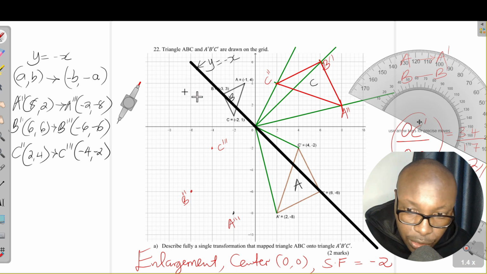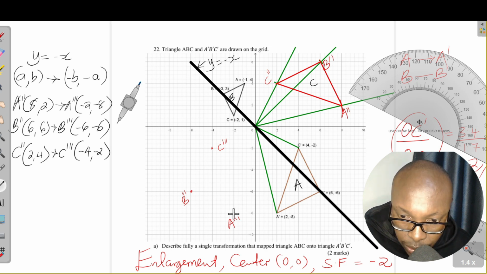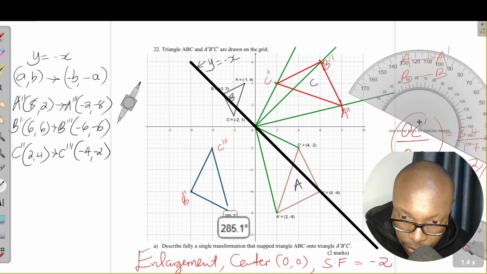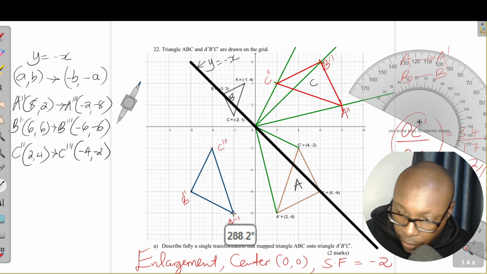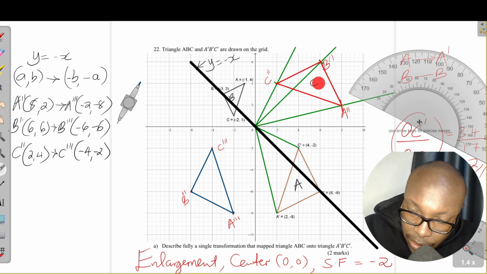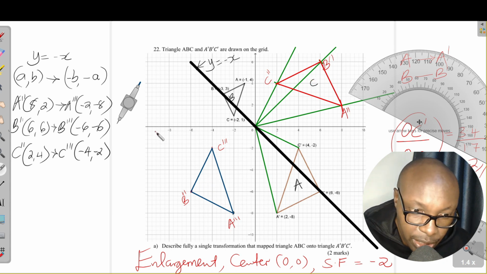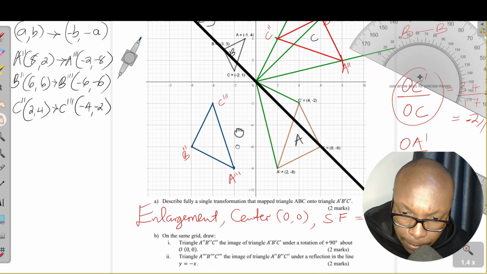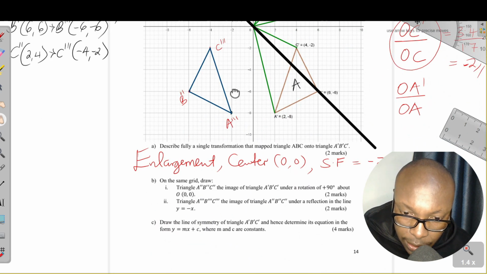So now we can join them. So we have A to B, and then from B to C using a straight line, and then from C to A. So that is a triangle. Actually, you can see now the object and the image. So this is the triangle after it has been reflected in that line, y equals negative x, we get it here. So that is basically how you're supposed to solve that part. We go to the last part.